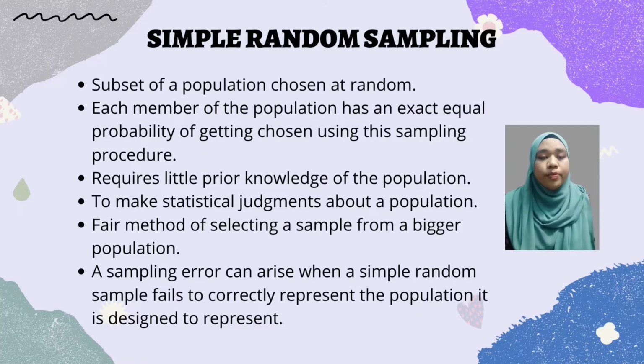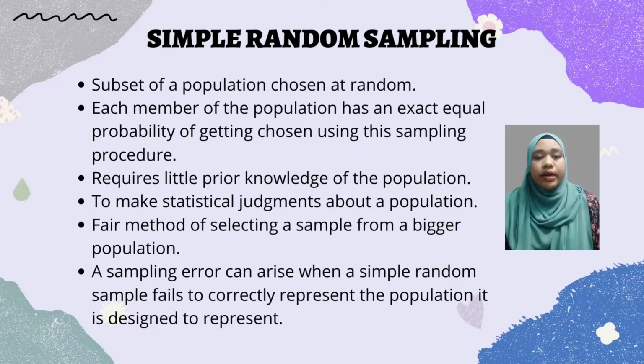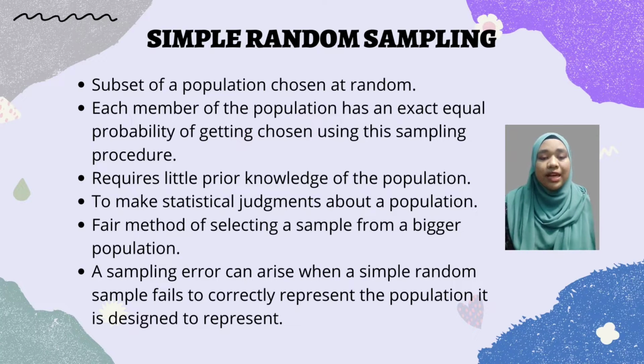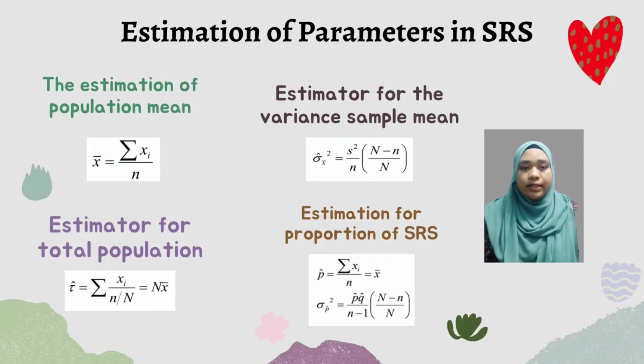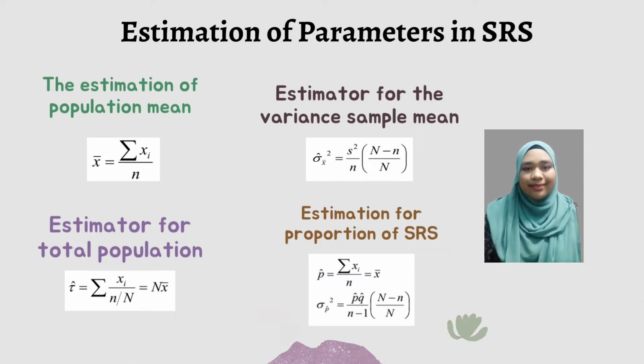Simple random sample is a subset of population chosen randomly. Each member of the population has exactly equal probability of getting chosen using this sampling technique. This approach is the simplest of all probability sampling methods since it just includes a single random selection and it requires little prior knowledge of the population. Simple random sample is used to make a statistical judgment about the population. The advantages of SRS are that it's seen to be a fair method of selecting a sample from a bigger population since every member of the population has equal chance of being chosen. A sampling error can arise when a simple random sample fails to correctly represent the population it is designed to represent. Estimation of parameters in SRS. In SRS, we can estimate the population mean, total population, variance, sample mean, and the proportion of SRS.